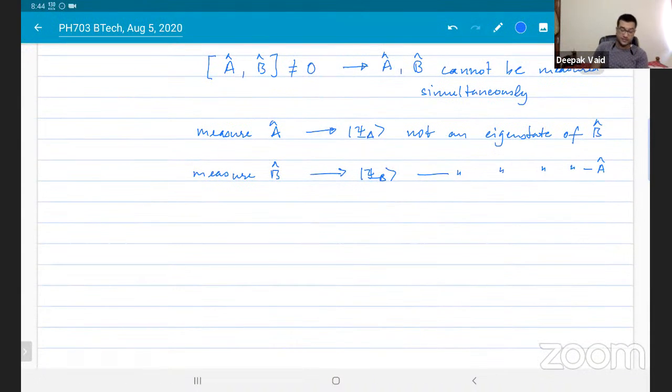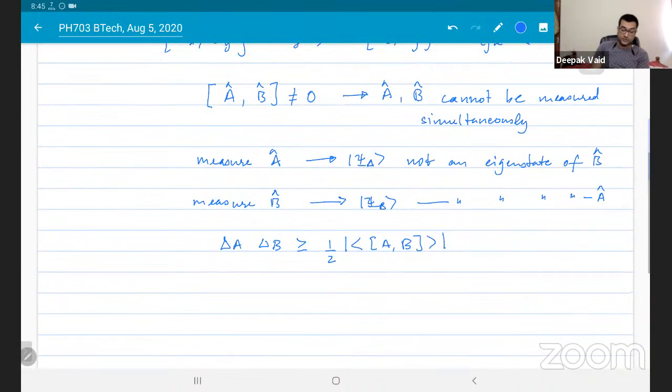There will be uncertainty, and that uncertainty is represented by the fact that you can write this expression, the general uncertainty principle for any two operators. And if A and B don't commute, then this is not zero, right?